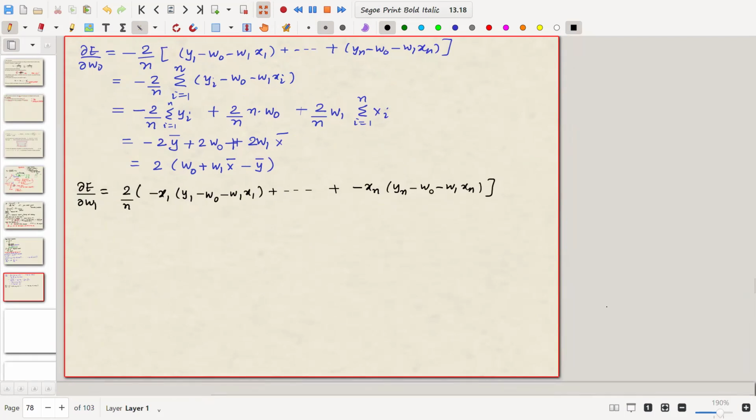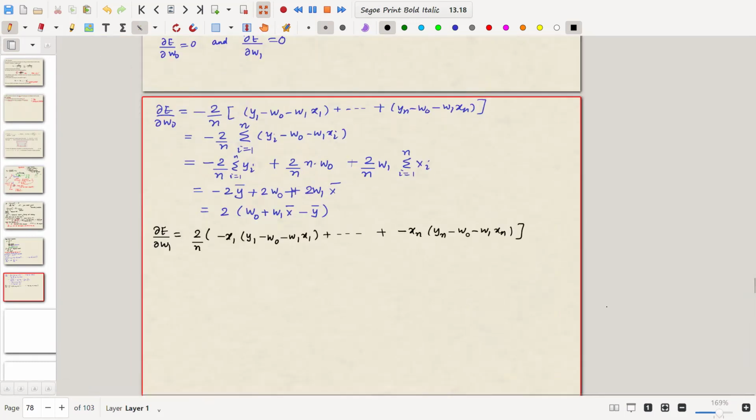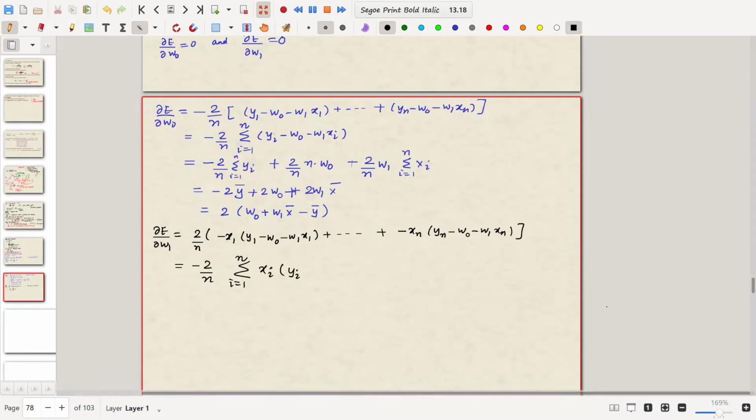Is it okay? Any mistake? Any mistakes? Check. If I am writing, you have to check. I think it is correct. So what will we get? -2 by n, which can be written in a compact notation using summation, i equals 1 to n: xi times (yi minus w0 minus w1 xi).